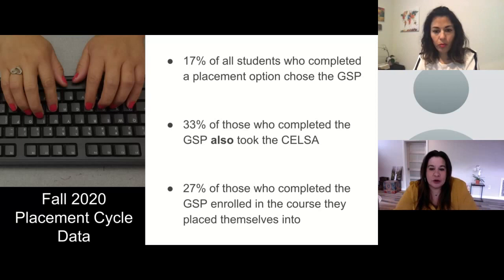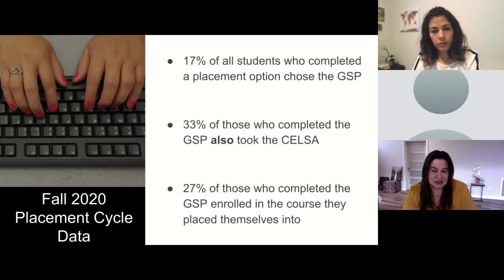And out of those who completed the guided self-placement, so this is out of that 17%, I looked at the data at who actually enrolled and who enrolled in the level that they placed themselves into based on the guided self-placement. 27% who completed the guided self-placement are currently enrolled in the course that they placed themselves into.